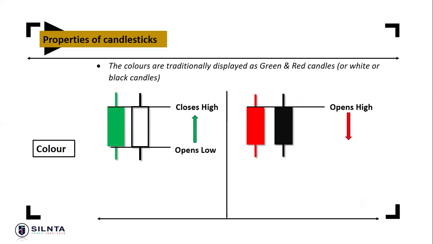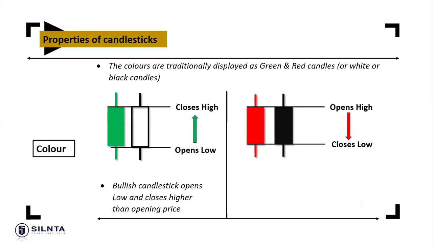For a red candle, it opens high and then it closes low. Okay? For the green candle, it opens low and it closes high. So a bullish candlestick opens low and closes higher than the opening price. Just a moment. Just hold a bit.